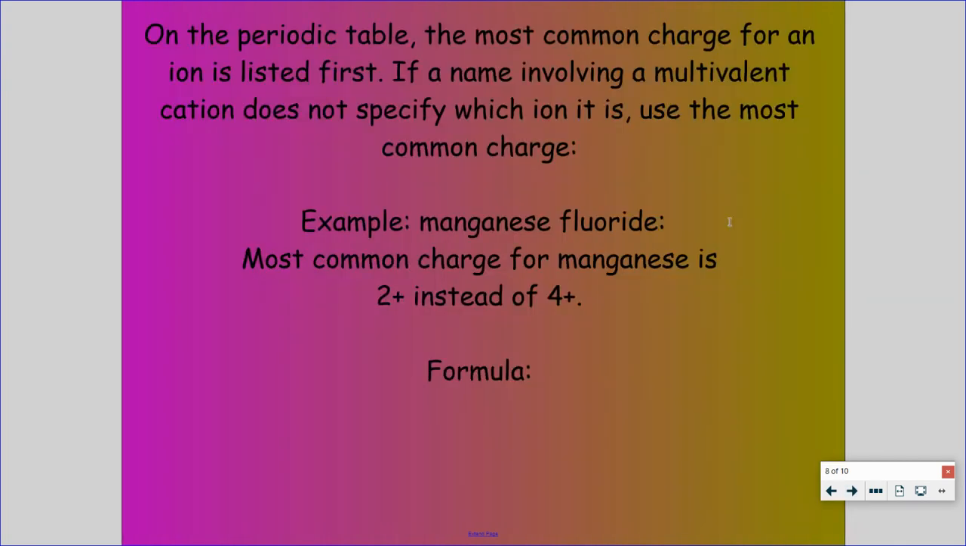So on the periodic table, the most common charge for an ion is listed first. So for iron, for example, 2 is listed first. So it's the most common way you would find iron. Okay. If you look at all your multivalents, there's a lot of varieties of multivalents. Whatever number comes first for the charge is the one it is most commonly known as.